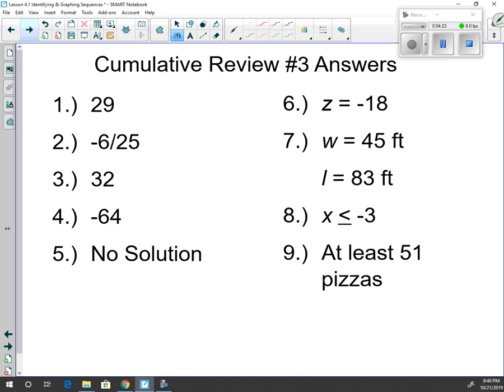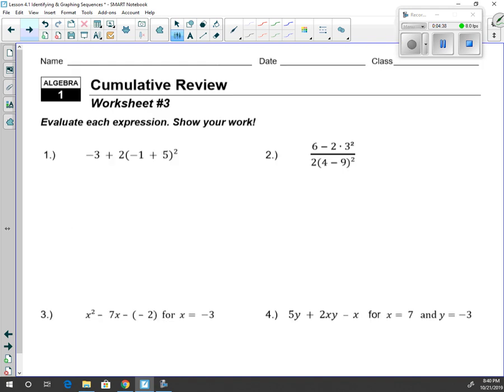All right, so cumulative review. The homework that was due today, I'm just going to take the Schoology scores for. So go ahead and keep those for today. I'm going to look at Schoology for your independent practice and take those scores. So don't turn that in.